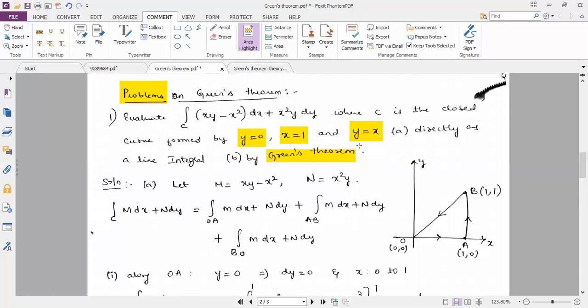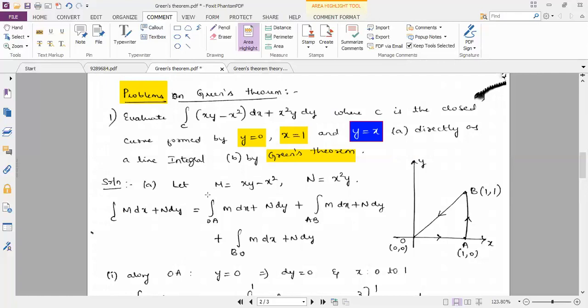We first draw the lines given to us. The given lines are y equals 0, that is the x-axis; x equals 1, a straight line parallel to the y-axis; and thirdly, y equals x, a straight line passing through the origin, making an angle of 45 degrees with the x-axis.